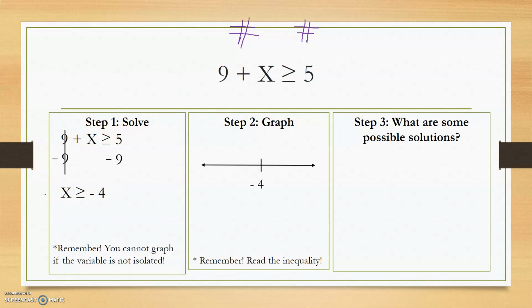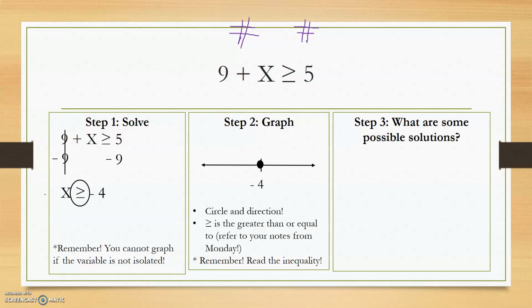We're going to go ahead and take that -4, and there's two things we need to do for step 2. We need to determine what kind of circle we're using. Again, if you refer to Monday's notes, we use either an open circle or a closed circle. And in this case, we're going to look at our inequality, and that is a greater than or equal to sign. So we're going to use a closed circle, okay?